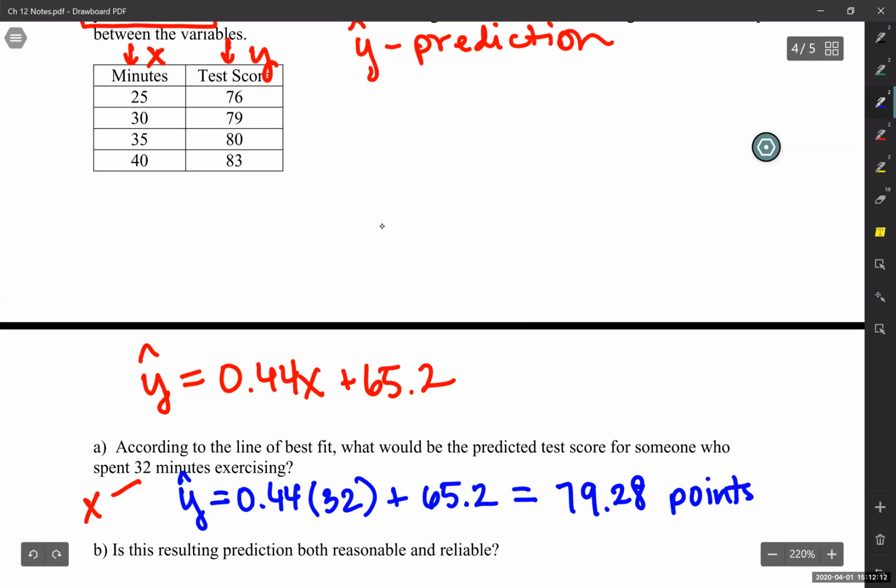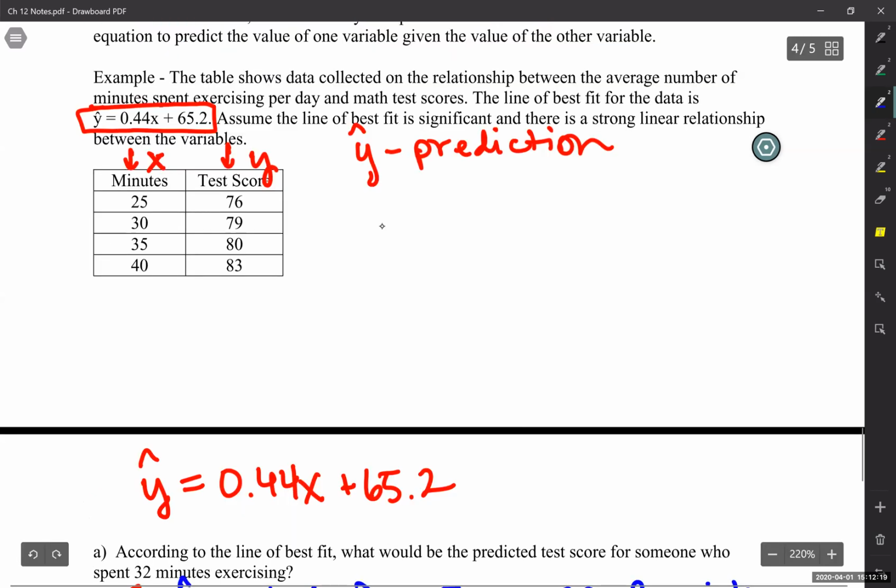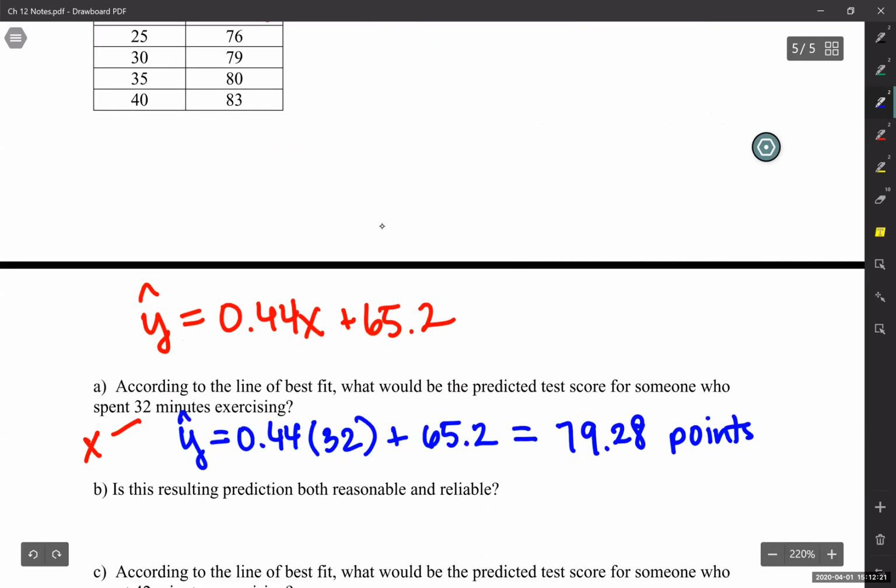That would be the test score, about 79 points on the test. That would be our prediction. If you spend 32 minutes a day exercising, then you will get about a 79 on the test.